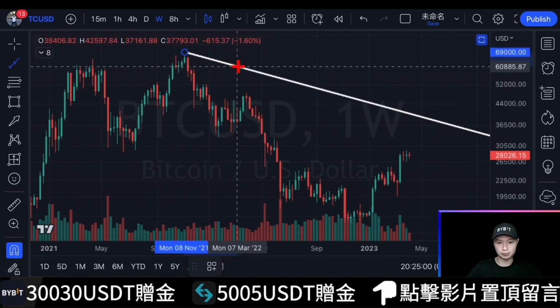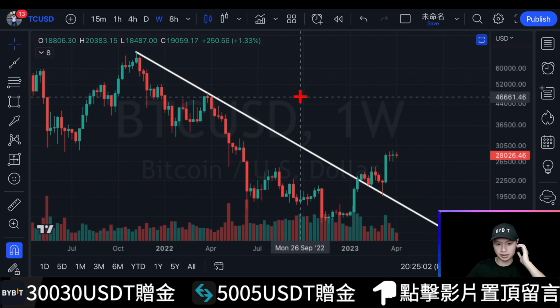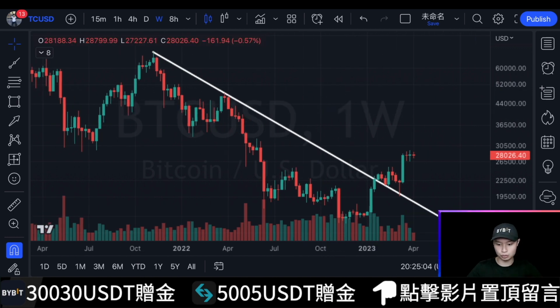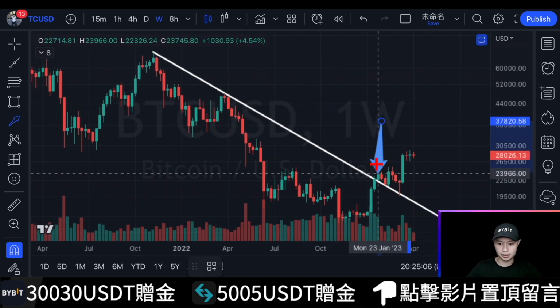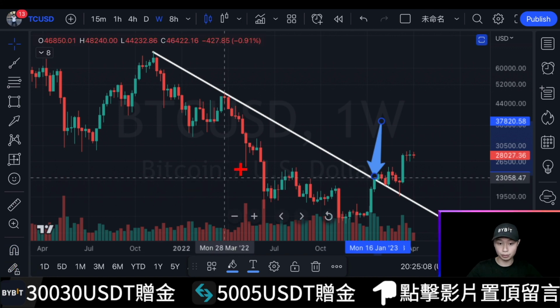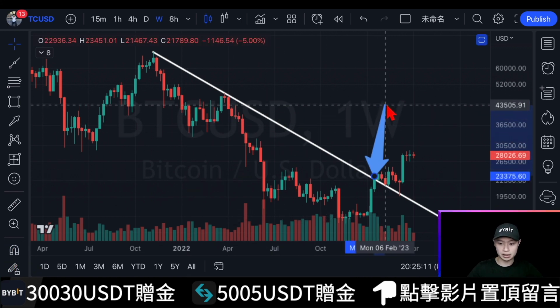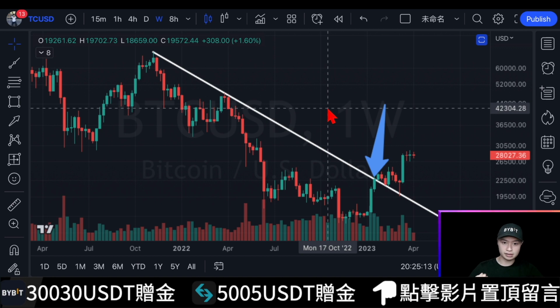Alright, let's take a look at the weekly candlestick chart of the Bitcoin market. Previously, I've mentioned this line. Let's draw a line from the highest point. That's the line. When the price breaks through this line, it shows that the bearish market is likely to end.